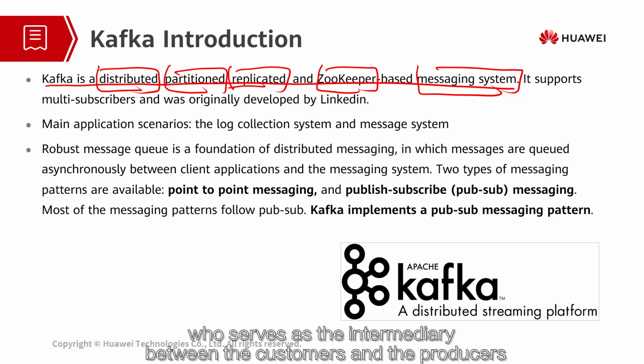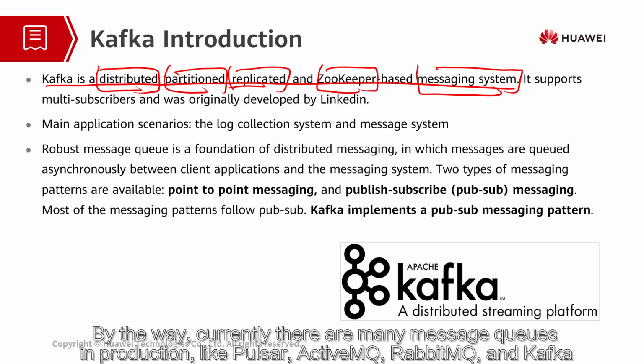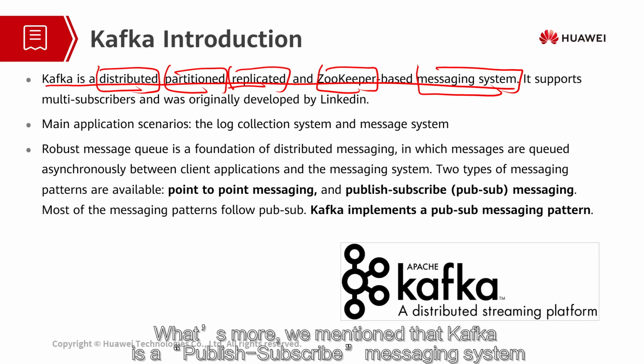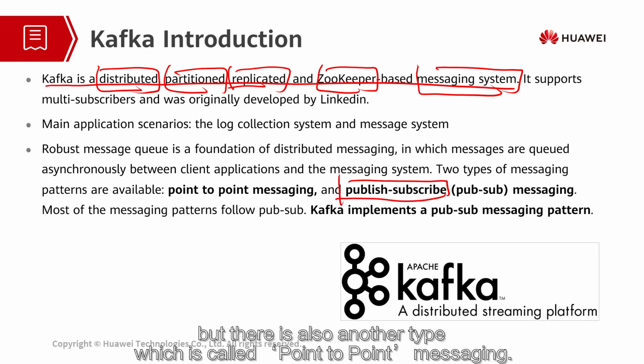And you can just consider Kafka as the postman or the newspaper boy who serves as the intermediary between the customer and a producer. By the way, currently there are many message queues in production like Pulsar, ActiveMQ, RabbitMQ, and Kafka, among which Kafka is the most suitable one used in Hadoop ecosystem. What's more, we mentioned that Kafka is a publish-subscribe messaging system. But there is also another type which is called point-to-point.